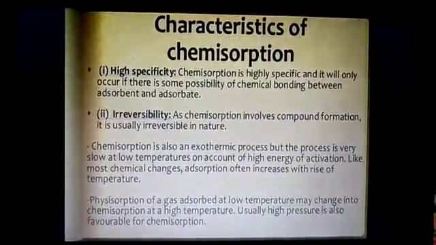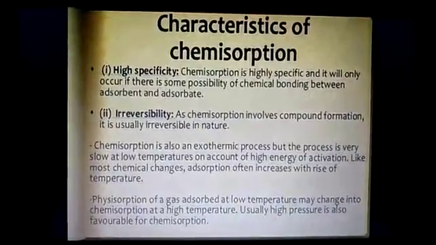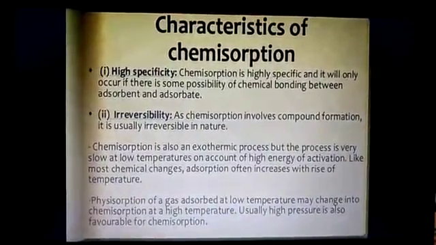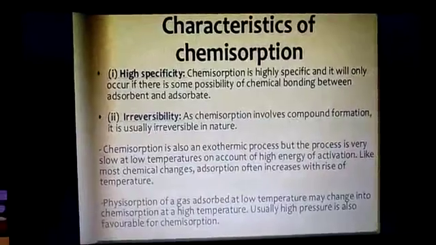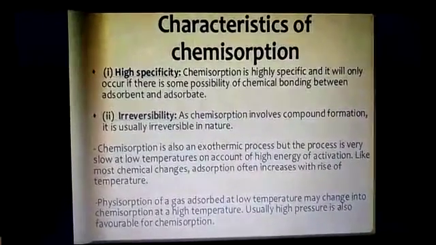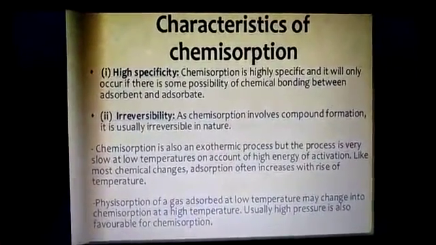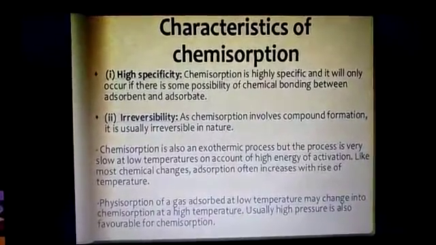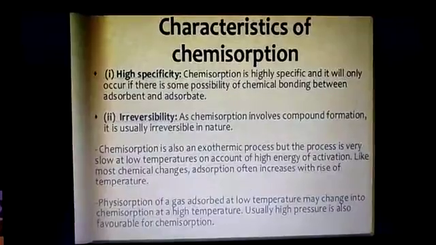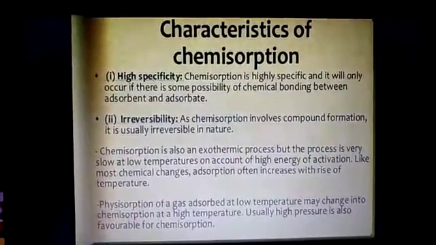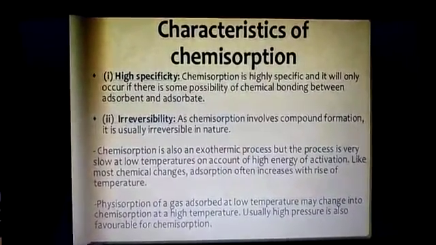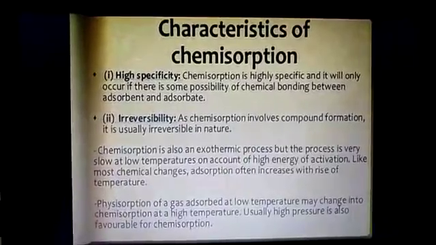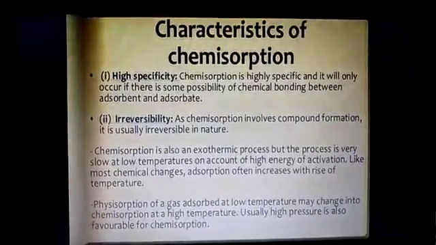Now, what are the characteristics of chemisorption or chemical adsorption? As we know, chemical adsorption has high specificity. Chemisorption is highly specific and will only occur if there is some possibility of chemical bonding between the adsorbate and adsorbent. Irreversibility: as chemisorption involves compound formation, it is usually irreversible in nature.